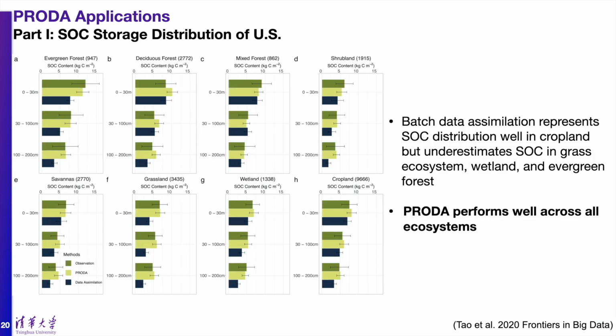When we further look at the soil organic carbon stock in different ecosystems, we can see that batch data simulation presents soil organic carbon distributions very well in cropland, but has underestimations in grassland, wetland, and evergreen forest. The product approach, in contrast, performs very well in all ecosystem types.